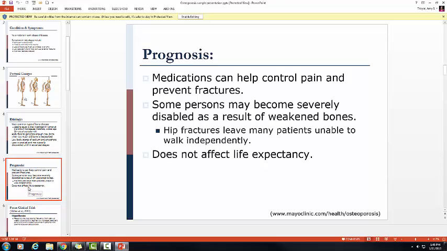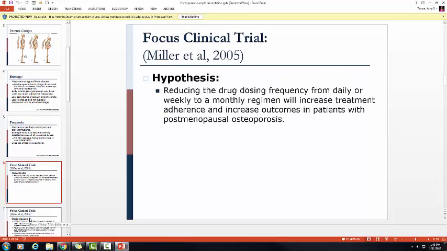Once you've done the prognosis, then what you want to do is look at your focus clinical trial. So whatever study that you looked at of the 3 research articles that we talked about, you want to find the one that makes the most sense to you, and you're going to focus on that one. And you're going to give me some very specific pieces of information.